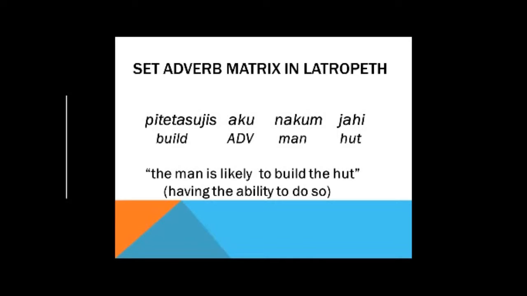So now we have aku, which expresses probability in terms of ability. So it's a bit stronger than possibility. Piche tasu yisaku na kumyahi. So you could translate this one as the man is likely to build a hut, having the ability to do so. So you can see the kind of nuances that can come into play. In advanced Latropeth, these set adverbs are combined in different ways idiomatically to produce all sorts of stylistic nuances in more sophisticated speech.